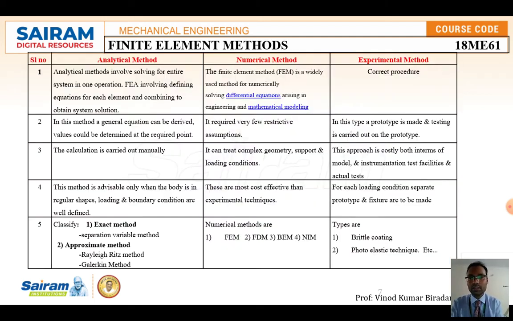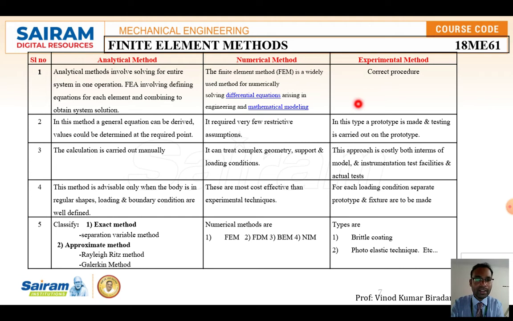Again, I have shown here what you mean by analytical method, numerical method and experimental method. Analytical method is nothing but what? It involves solving the entire system in one operation. Numerical method involves defining the equation for each element and combining them to get the solution. The finite element method is widely used for numerically solving differential equations arising in engineering and mathematical modeling problems.